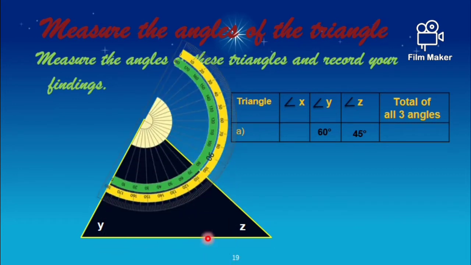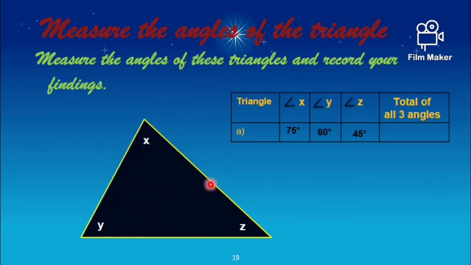Then we will measure angle X. Angle X is of, start counting from 0, 0, 10, 20, 30, 40, 50, 60, 70 and between 70 and 80 we have 75 degree. It means the angle X is of 75 degree.